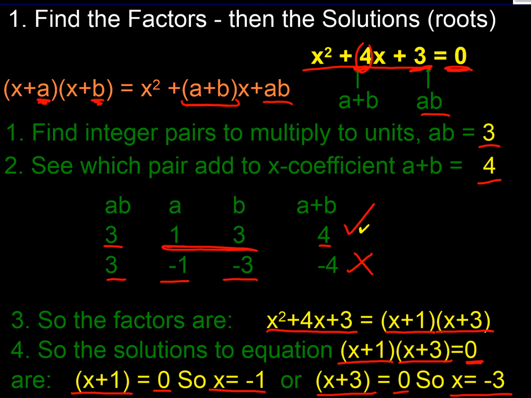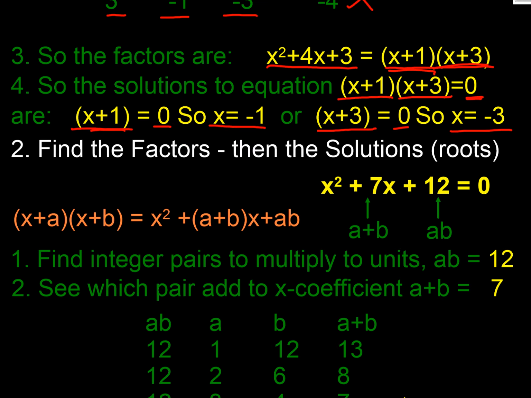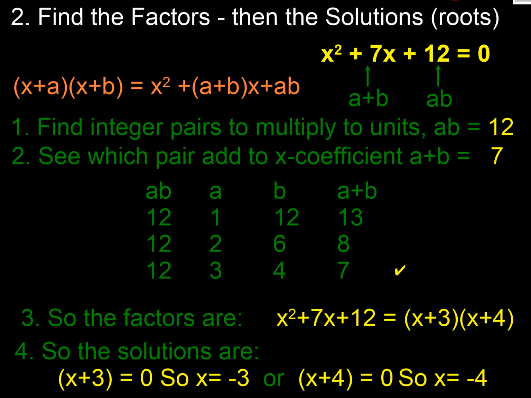So there you go, that's the principle of what we're doing, isn't it? We're going to find 2 numbers that multiply together to be the units value, and we're going to find 2 numbers that when added together, we're going to check which of those pairs, when added together, will give us the coefficient of the x value. Then we're going to turn it into the brackets, and then we're going to find when each of the brackets is 0, and they're called the roots. There we are. So let's try a second example.